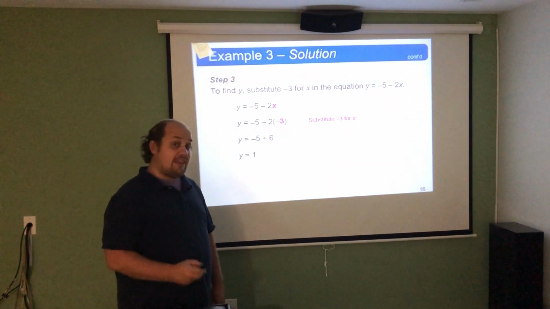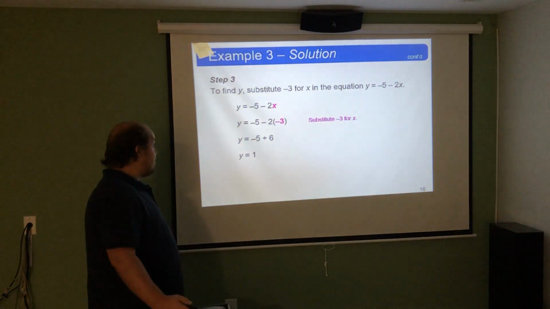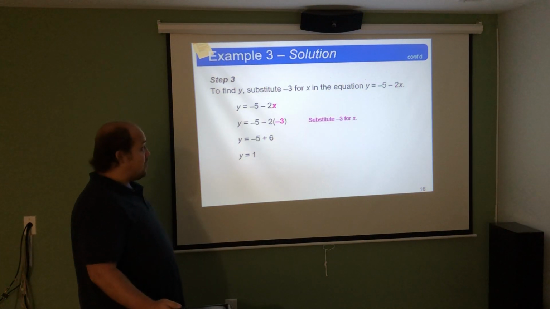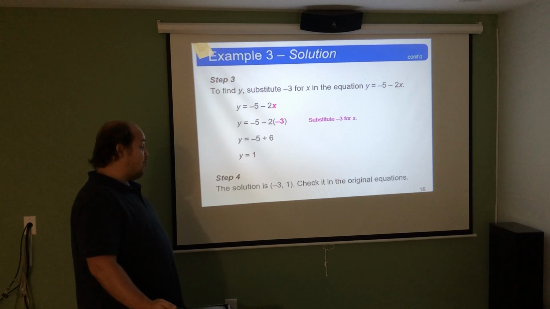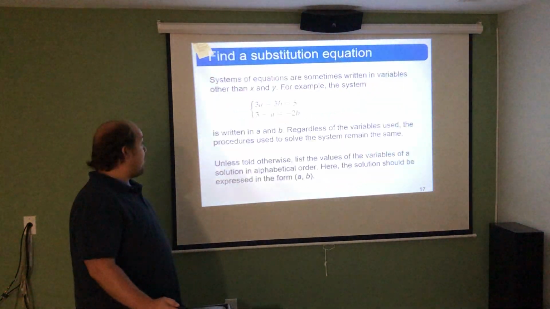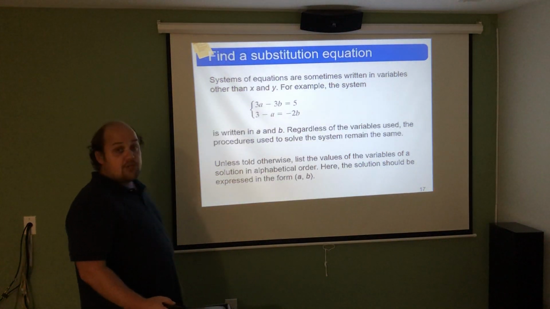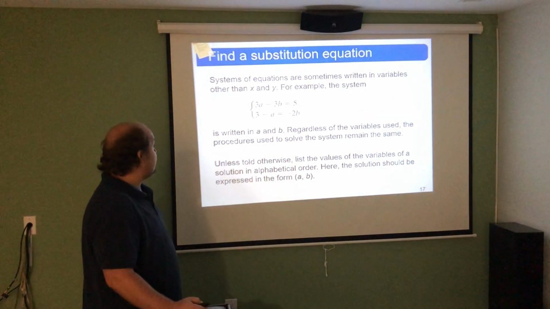I now have both the x and y value for my system of equations. X equals -3, y equals +1. So I can write that as an ordered pair, (-3, 1). I can go back and check if I want, and plug it in to double check that yes, this does solve both equations. It does in this case.